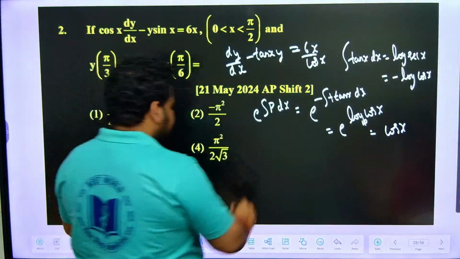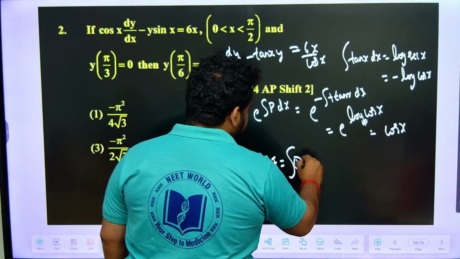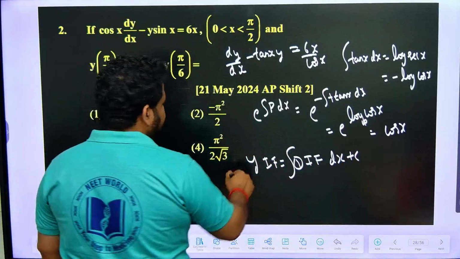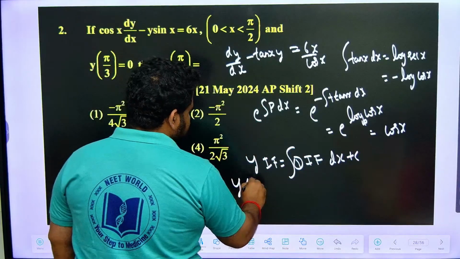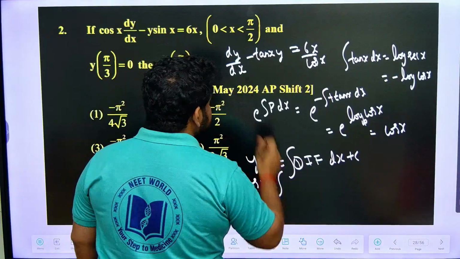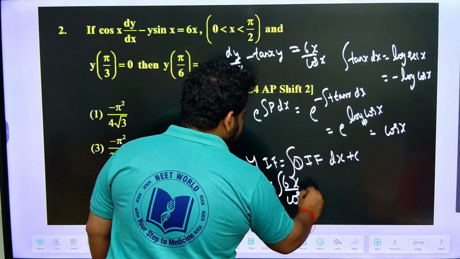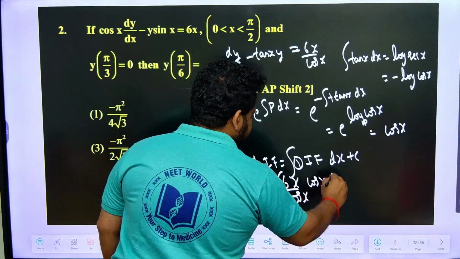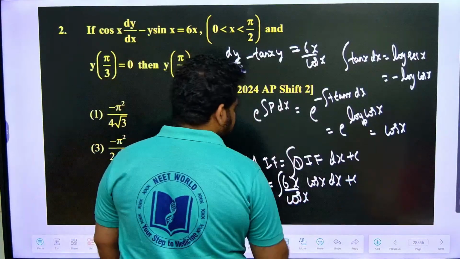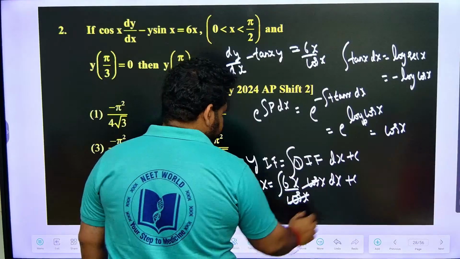Now what should we write? y into integrating factor is equal to the integral of Q into integrating factor dx plus c. So plus c is important. y into integrating factor is y cos x. Q is 6x by cos x, into integrating factor cos x dx, plus c. After integrating we should write plus c. So cos x cancels, and we have 6x dx.